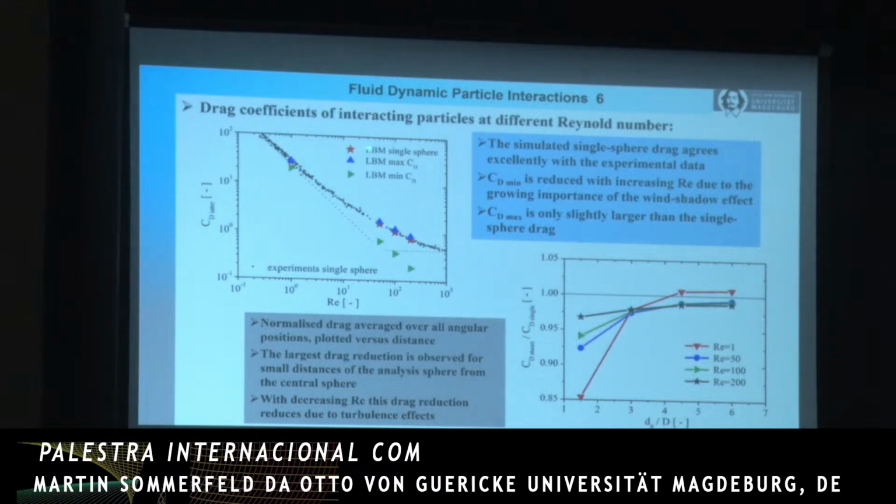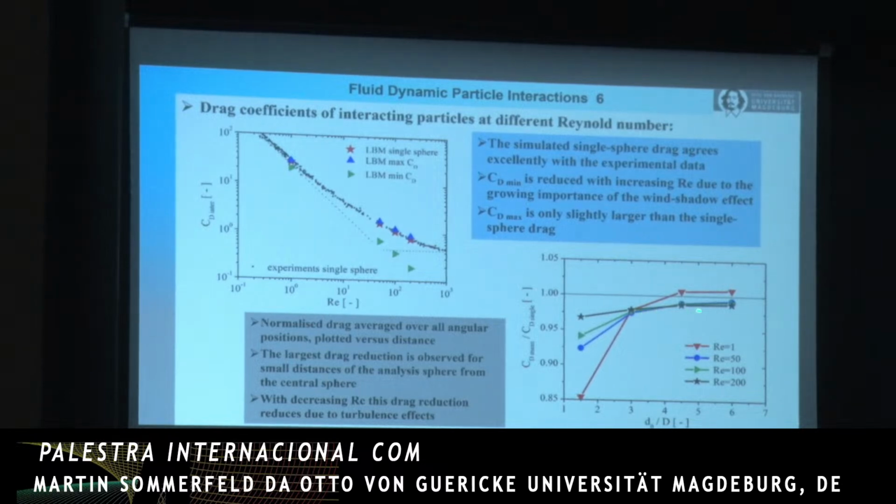Then we have also evaluated the maximum drag from this arrangement. So from all positions, we take the maximum value, which is here slightly above the single sphere value. And the minimum value of the drag coefficient here is, of course, below the standard drag. On the right-hand side, you have the mean drag over the single particle drag, and you see clearly that at short distances, this is the distance between the two particles, you have a strong drag reduction in average.